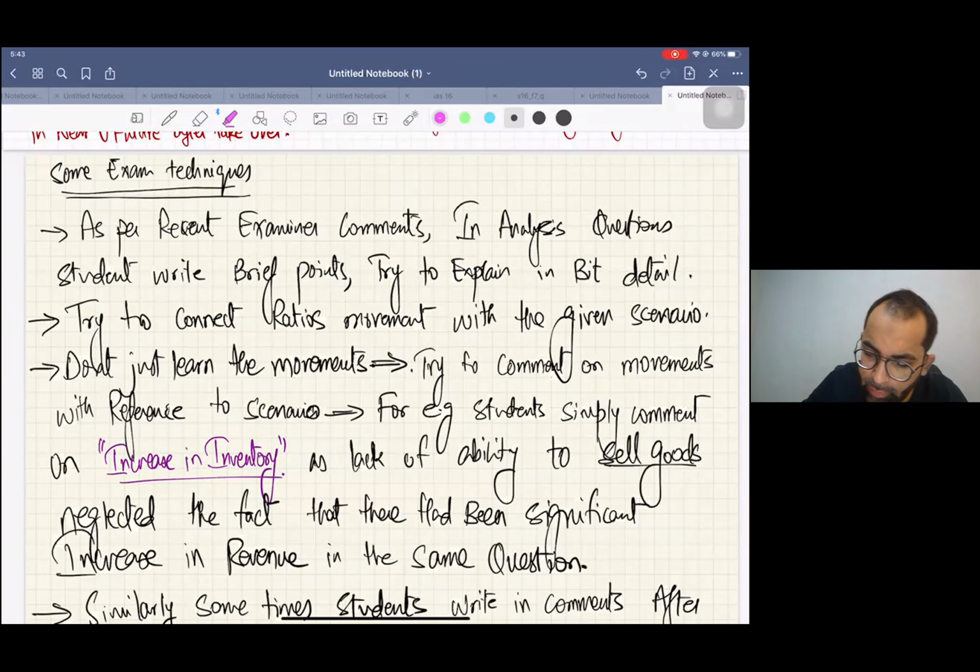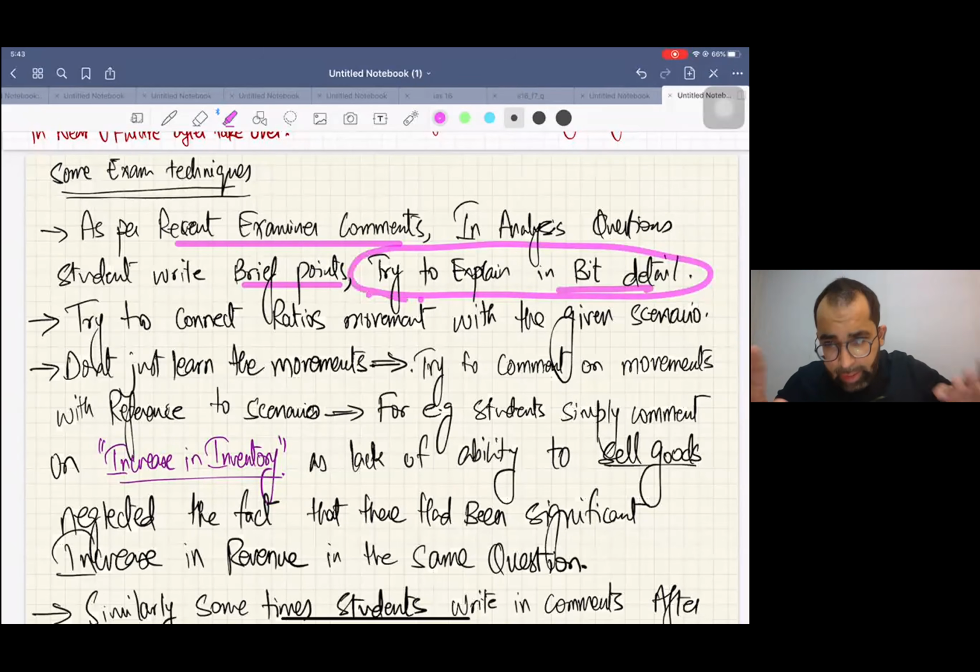Now listen, as per recent examiner comments, in analysis questions students write brief points. Try to explain in a bit more detail. Don't forget this. This is also recommended by we teachers: don't write extra irrelevant things. Irrelevant things won't give you marks. If you do irrelevant discussion, no marks. Be clear. But relevant discussion may give you marks, so write things in detail, properly.